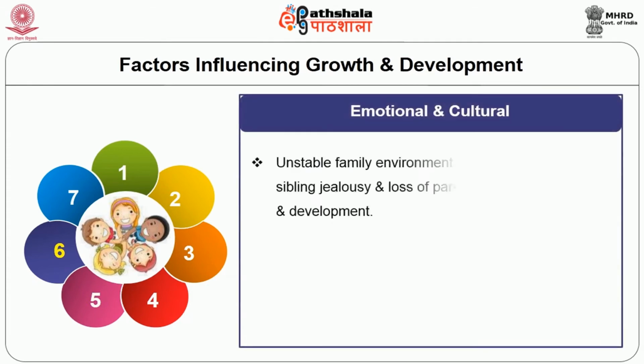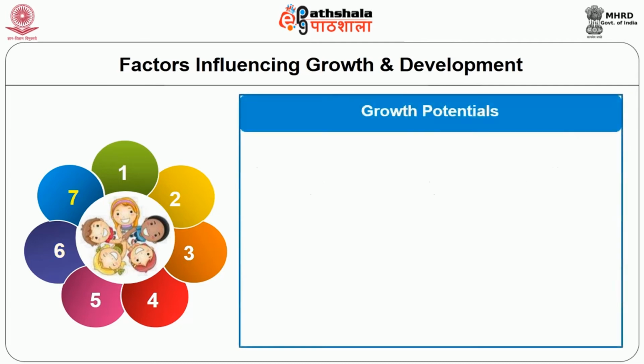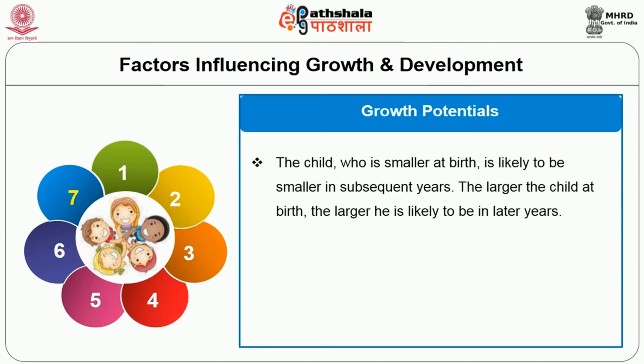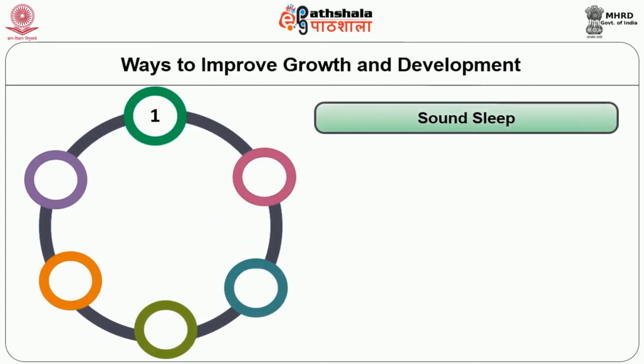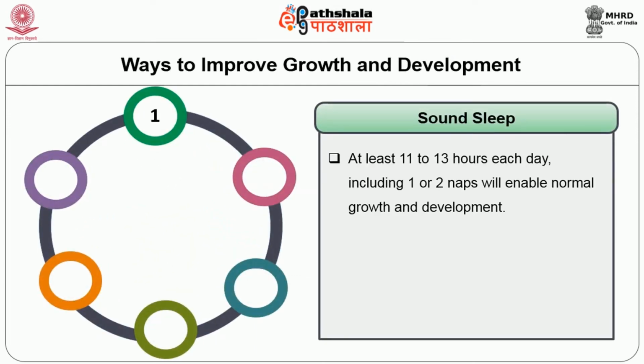The sixth factor which affects growth and development is emotional and cultural factors. Unstable family environment, feeling insecure, sibling jealousies, loss of parents, they have an effect on growth and development. Growth potential, how it impacts growth: the child who is smaller at birth is likely to be smaller in subsequent years. The larger the child at birth, the larger he is likely to be in later years. And this is about the growth potential. So far we have seen the factors which affect the growth and development of preschool children.